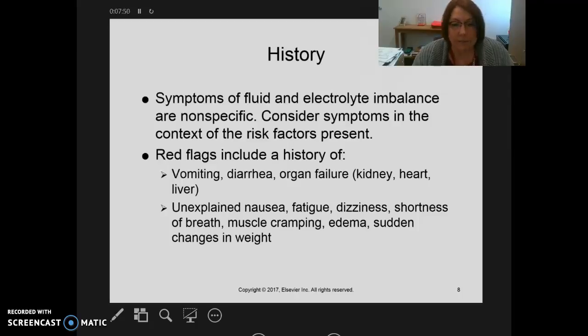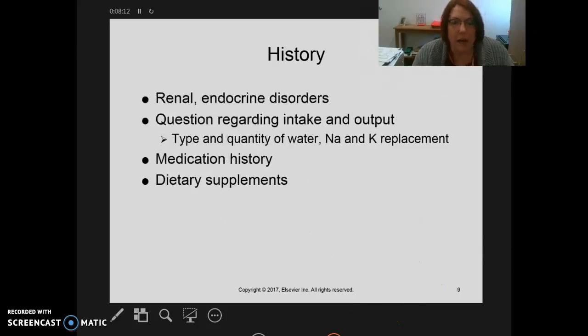Are they having unexplained nausea? Are they tired? Are they dizzy, short of breath? Are they having muscle cramping or difficulty walking or muscle weakness? Edema or sudden changes in weight. And when we say sudden change, you're going to learn that we weigh patients, and 2.2 pounds equals a liter of fluid. So if we're seeing that, that could be significant of a fluid and electrolyte imbalance. Renal and endocrine disorders: you're going to find when we talk about renal, do they have kidney disease?